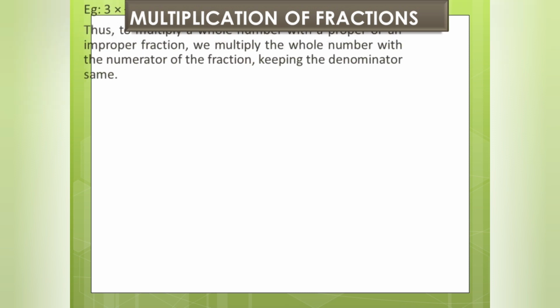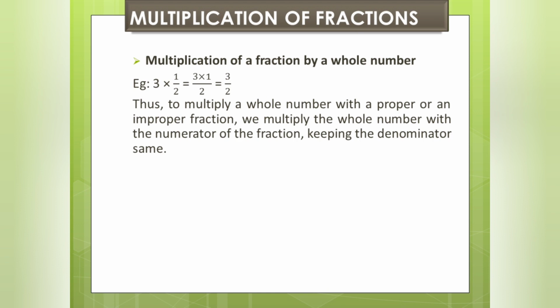Next topic is multiplication of fractions. First of all, let us learn multiplication of a fraction by a whole number. For example, 3 multiplied by 1 upon 2. 3 is a whole number, 1 upon 2 is a fraction. So that is equal to the whole number multiplied by the numerator, 3 multiplied by 1, and the denominator we write the same. 3 ones are 3 and denominator 2. Thus, to multiply a whole number with a proper or an improper fraction, we multiply the whole number with the numerator of the fraction, keeping the denominator the same.